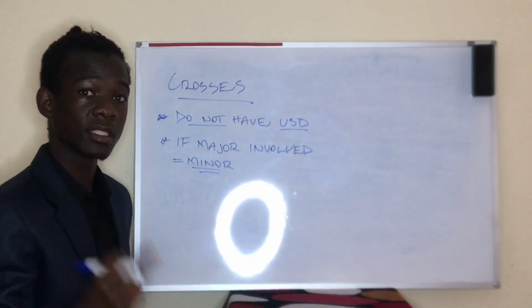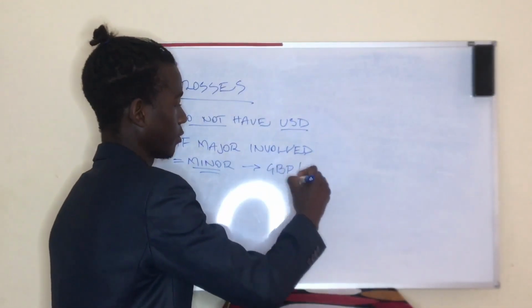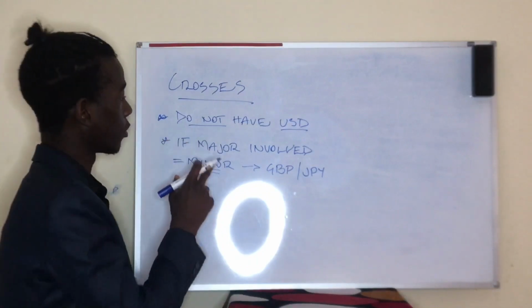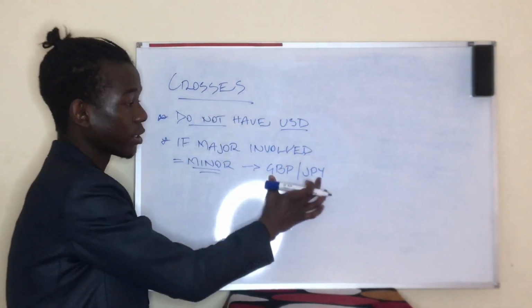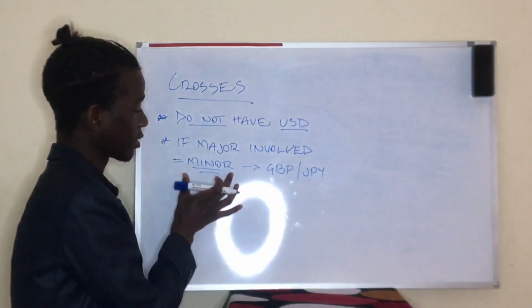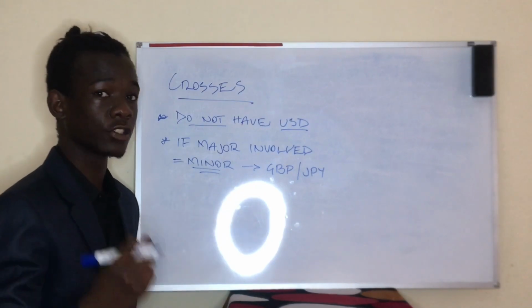An example of this is the pound against the yen. And as you can see, it follows the first law in the sense that it doesn't have the US dollar in it. So this is a cross currency, and because it has majors within it, it's known as a minor. The next one is exotic.